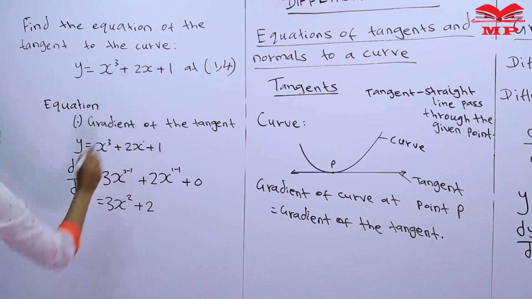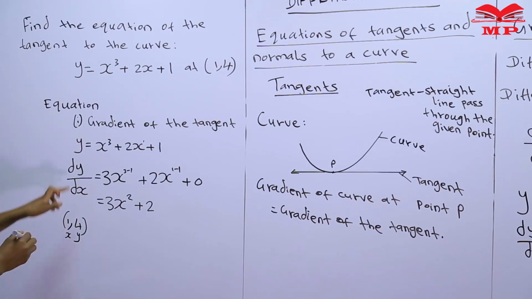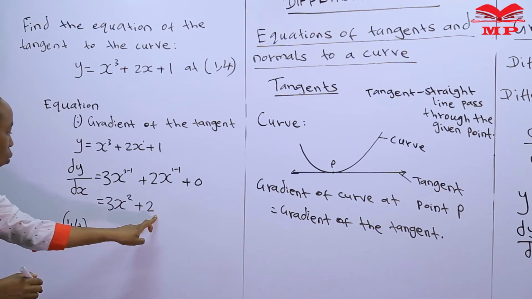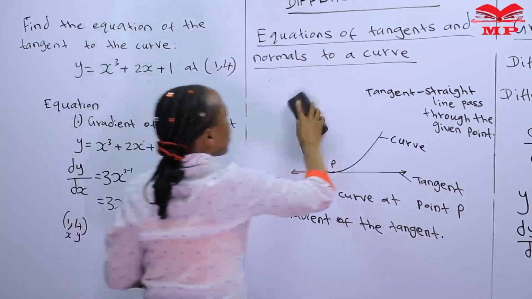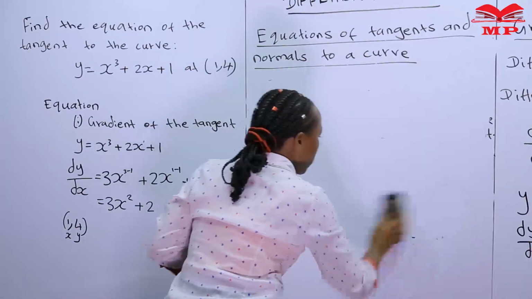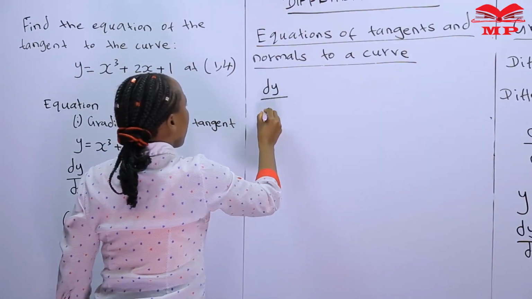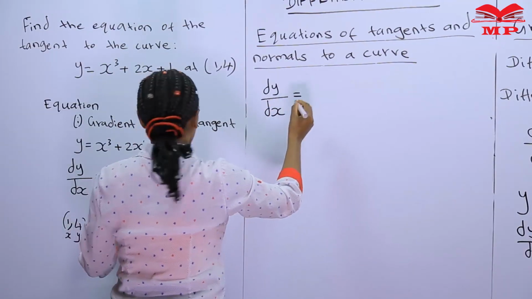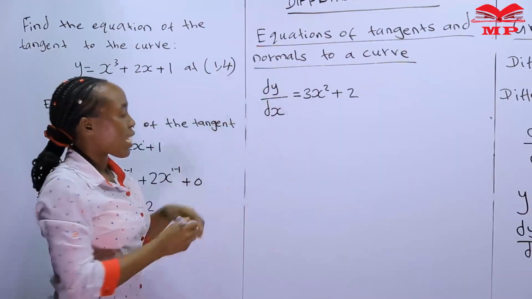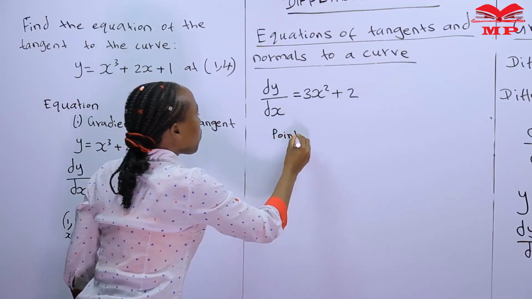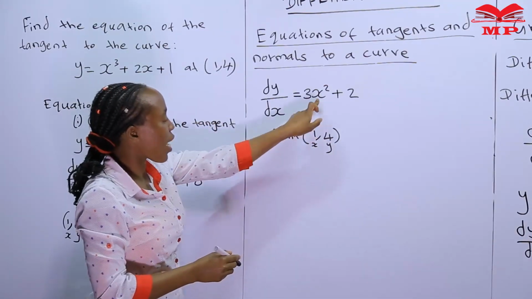So that is the gradient function. And we are told it is at (1, 4). So this is the value for x, and this is for y. So we have dy/dx, which is equal to this. And therefore, we need to calculate now the actual gradient, so that we can use now the points. So we have that dy/dx is equal to 3x squared plus 2. So we can get the gradient because we have the point (1, 4). So we have x and y. So we can substitute the value of x with 1.